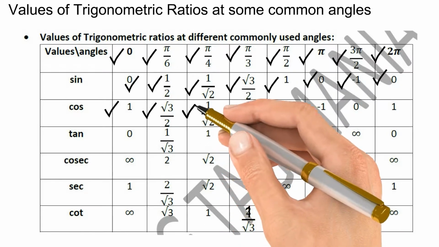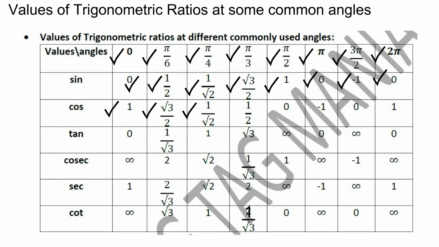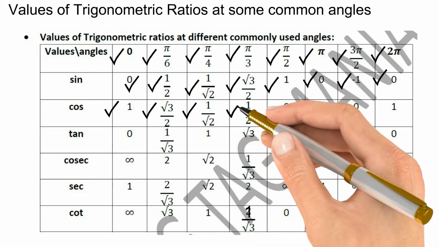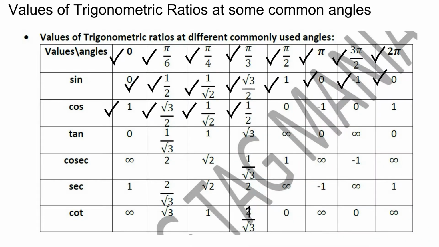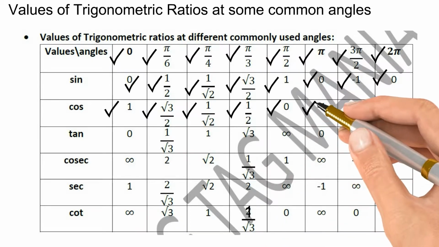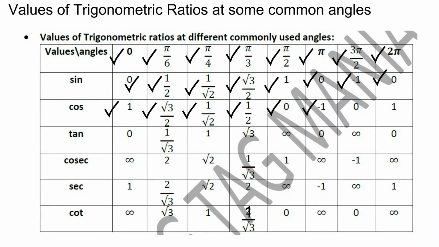Value of cos of 45 degree is 1 by root 2. The value of cos of 60 degrees is 1 by 2. The value of cos of 90 degrees is 0. The value of cos of 180 degrees is minus 1. The value of cos of 270 degrees is 0. And lastly, the value of cos of 360 degrees is 1.